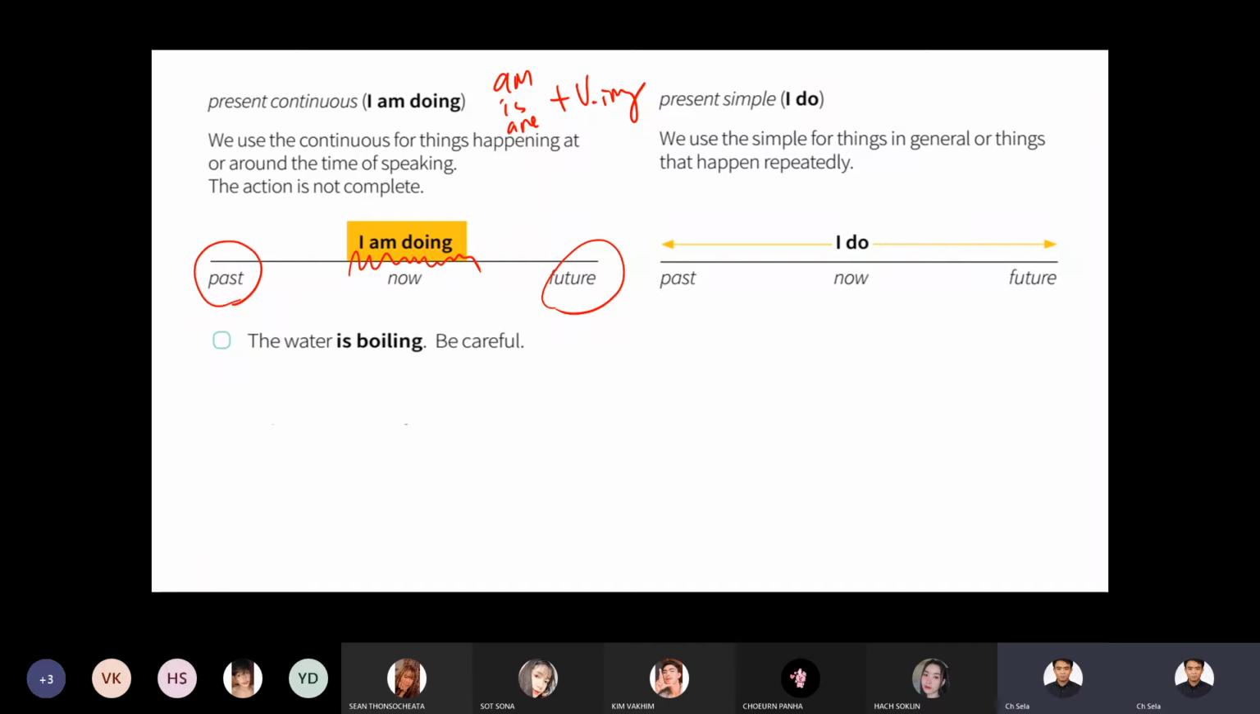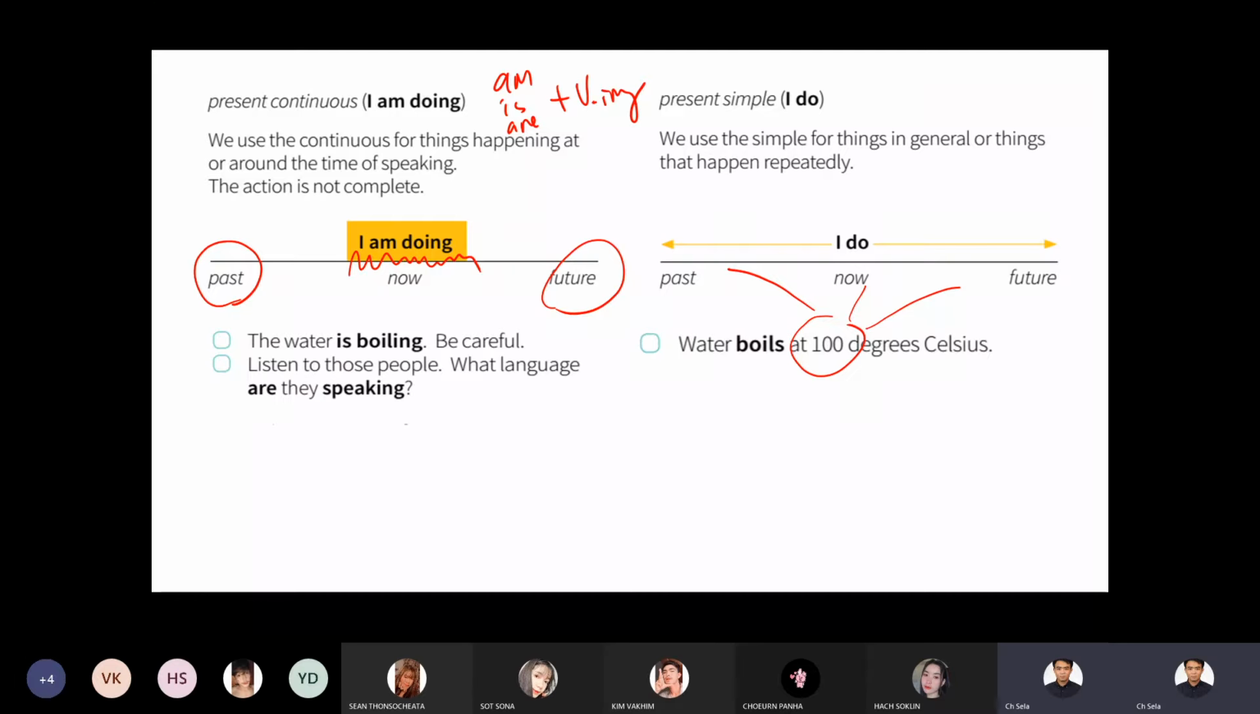Now, the water is boiling. Be careful, look, the water is boiling. At the time of speaking, at the time of seeing, you make that statement in the present continuous tense. And if you want to use the word boil with present simple: water boils at 100 degrees Celsius. So this is true, true in the past, true now, and true in the future. No doubt, no question about that. So that is present simple.